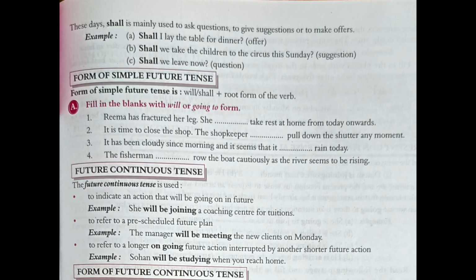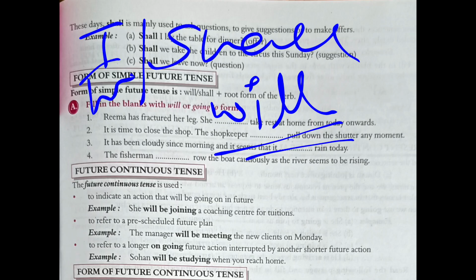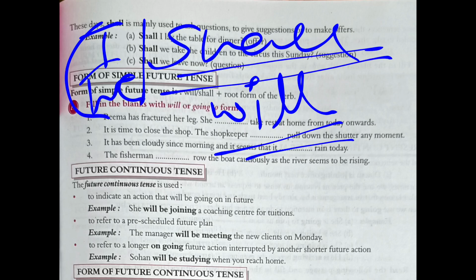So we will put here she, because with she, he, it, we use will. Only with I, we use shall. I and we, these are the pronouns. With these pronouns, we use shall. With the rest of the subjects, we use will.